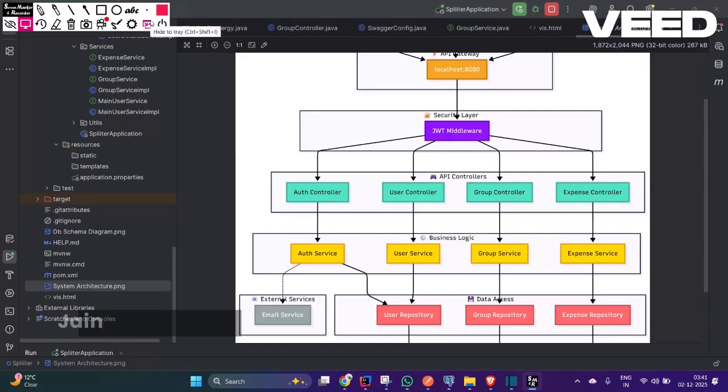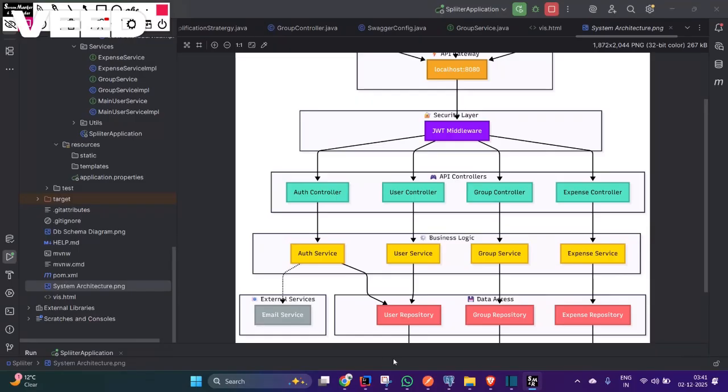Hello guys, this is Mayank explaining my Splitwise clone made using Java Spring Boot.